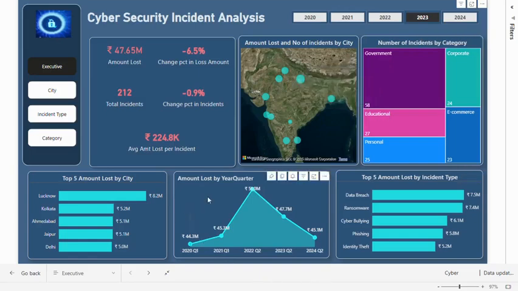In the trend chart, I observed that in 2022, more incidents are logged. It could be due to increased awareness and reporting mechanisms.